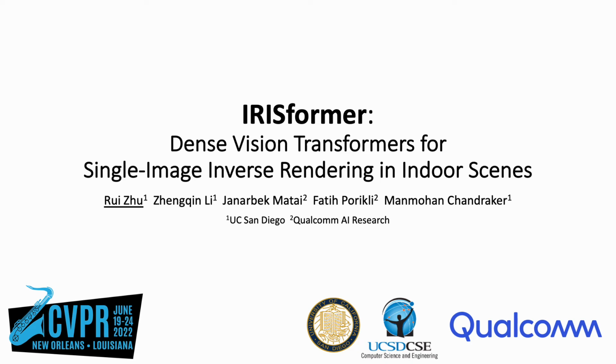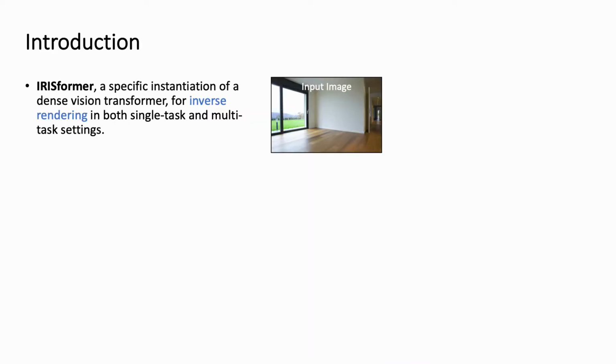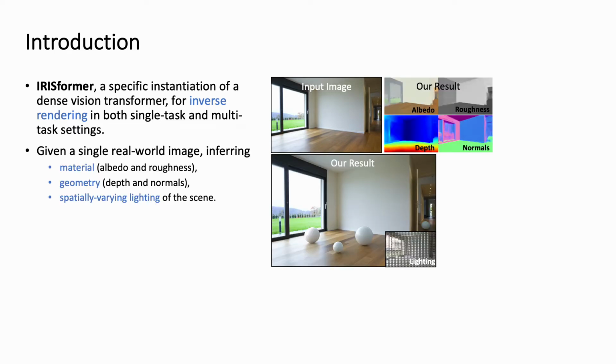I'm going to present our work called IRISformer, which is dense vision transformers for single image inverse rendering in indoor scenes. This is a joint work between UC San Diego and Qualcomm AI Research. IRISformer is a model based on dense vision transformer to solve inverse rendering tasks in both single task and multitask settings. Specifically, given a single real-world image, the model infers material represented with albedo and roughness, geometry as per pixel depths and normals, as well as per pixel spatially varying lighting using spherical Gaussian mixture.